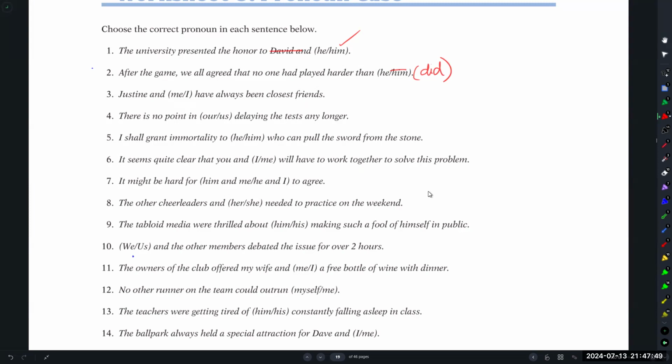Justin and Dash have always been closest friends. Ah, nice. Good job, Manur, Fatma, Shabano, and Murza and Nafi. Everybody's correct. It's I. And then there is no point. This is a curveball. There is no point in Dash delaying the test any longer.